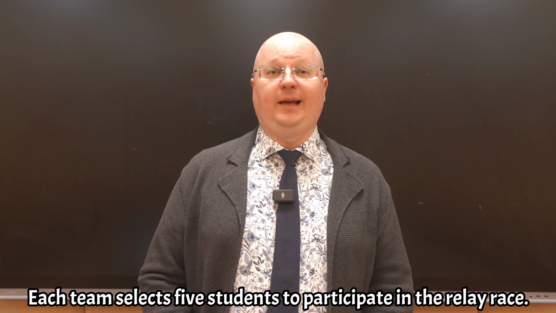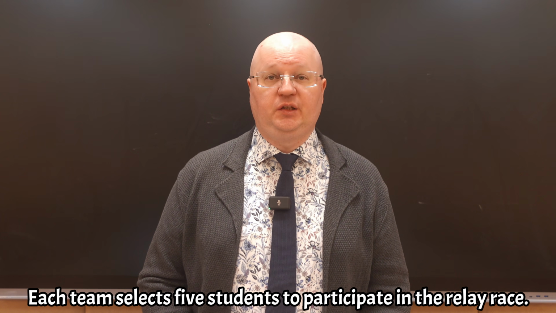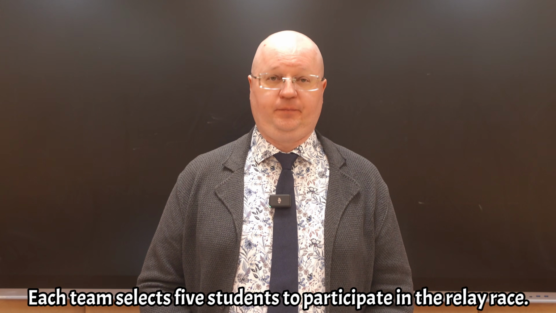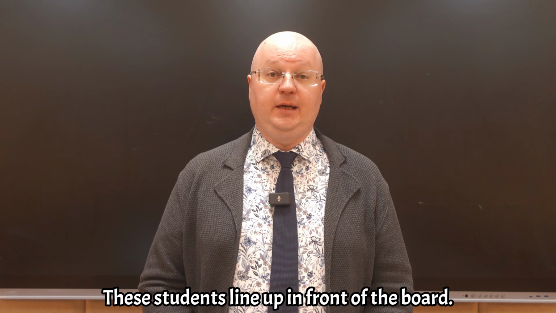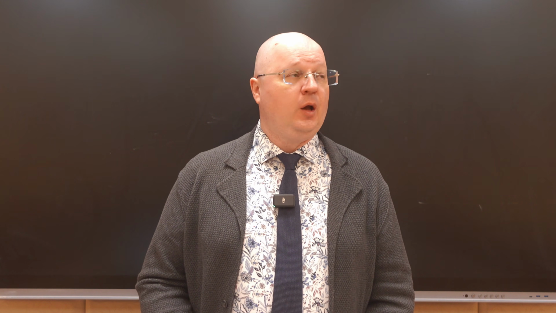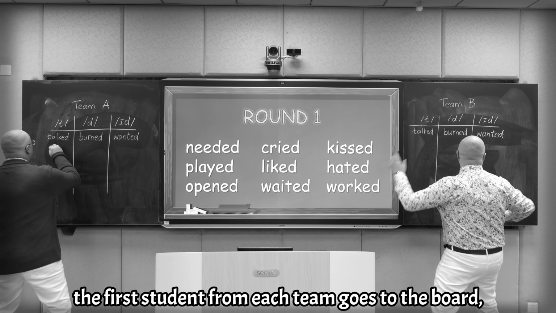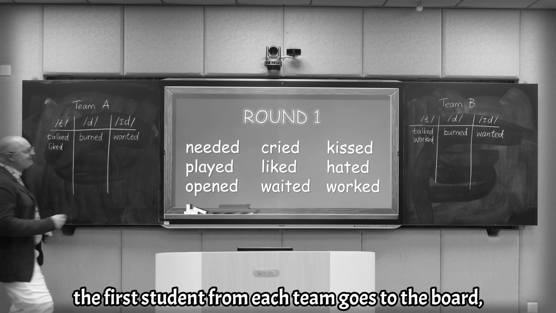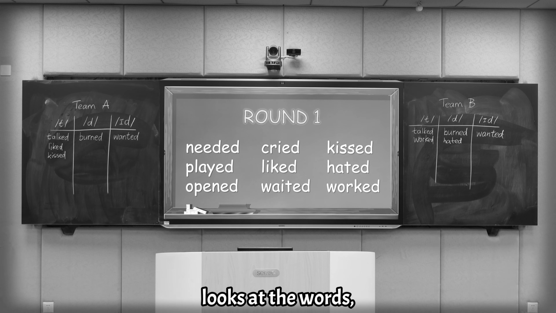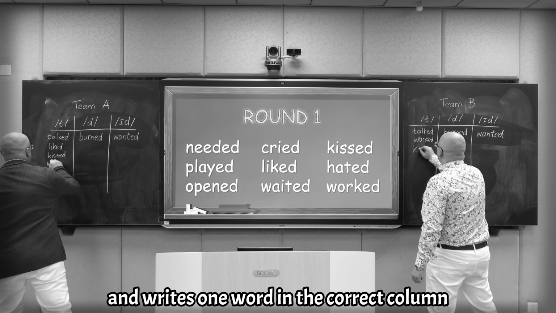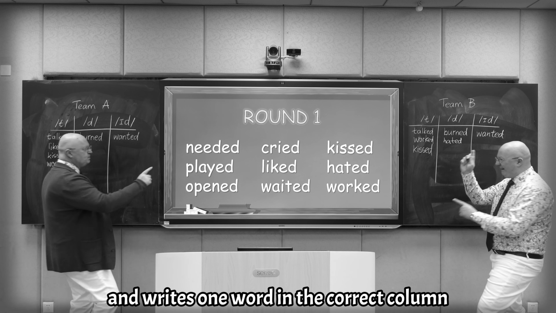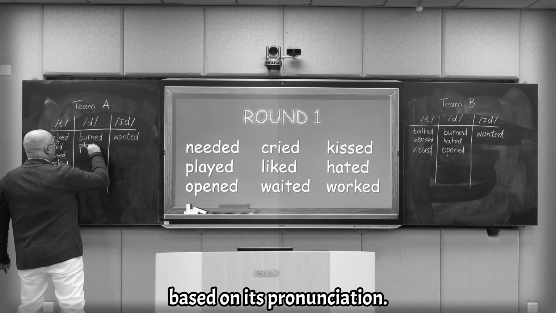Each team selects 5 students to participate in the relay race. These students line up in front of the board. When the teacher says, "Go!" the first student from each team goes to the board, looks at the words, and writes one word in the correct column based on its pronunciation.